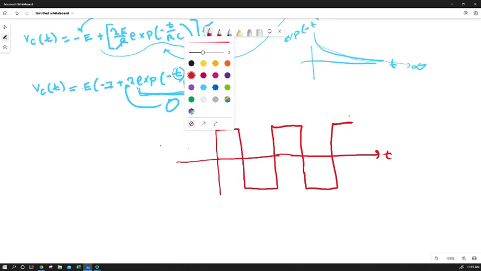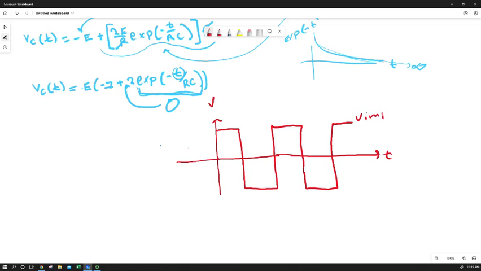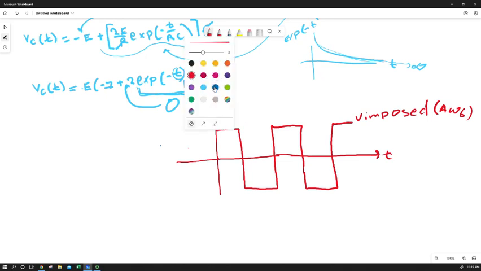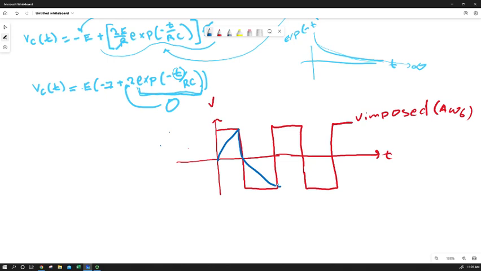This is my V imposed. This is what's coming out of my function generator, or if I'm using a PicoScope, it's my AWG, arbitrary waveform generator. Okay, so that's what I'm applying. V applied, V imposed, whatever. Okay, so if I look at V, the voltage drop across my capacitor that I'm measuring between point B and ground, I'm going to get this. That's what I should see on my scope.